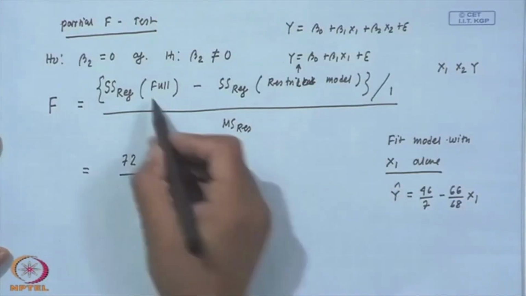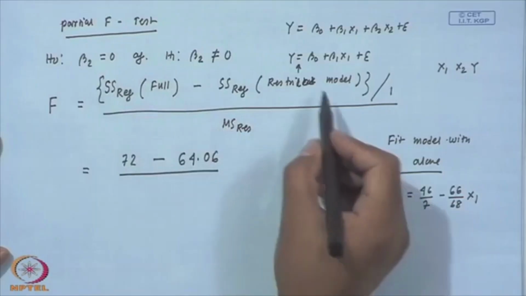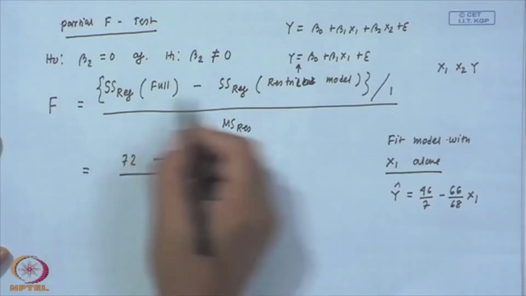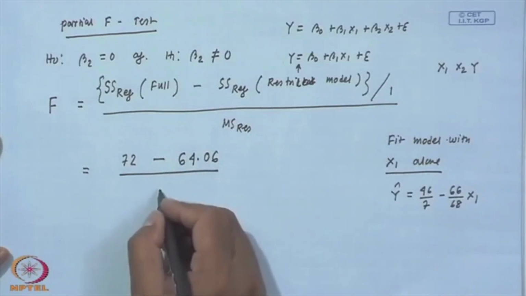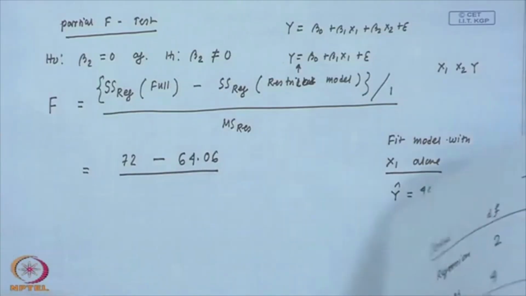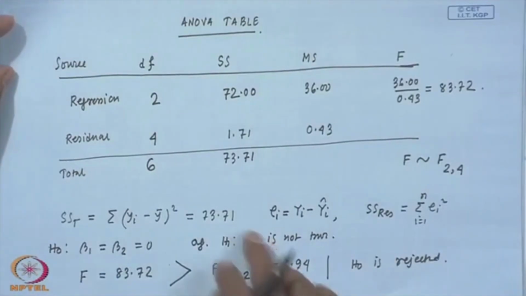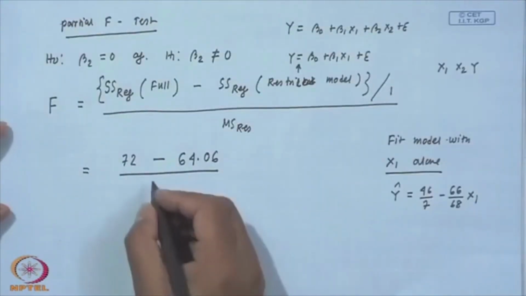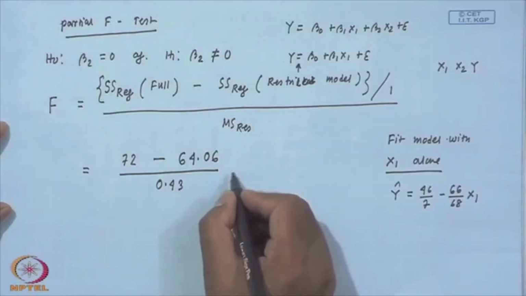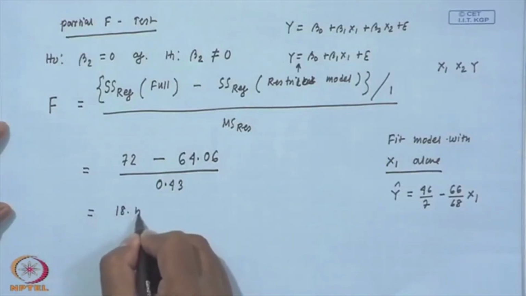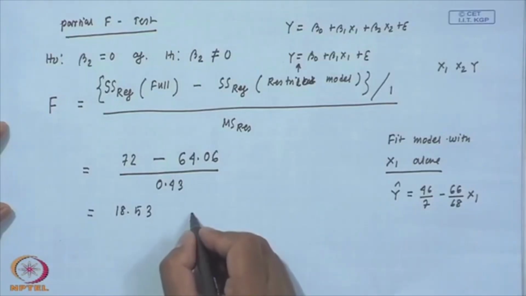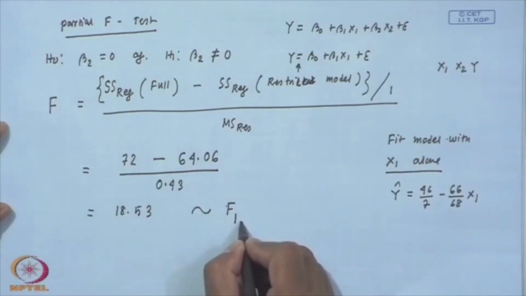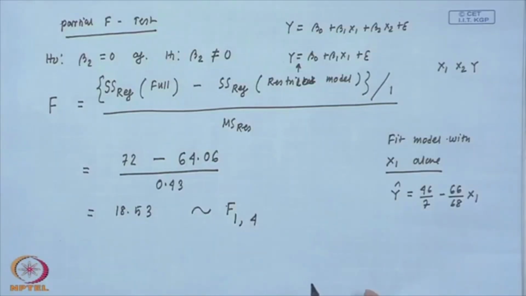Now, this has degree of freedom 2 and this has degree of freedom 1. I hope you know why that is. So, 2 minus 1 is equal to 1. So, you divide this by 1, and now the MS residual from the ANOVA table is 0.43. Okay. So, this one is equal to 18.53, and we know that this F statistic has degree of freedom 1, 4. 4 is the residual degree of freedom, right.